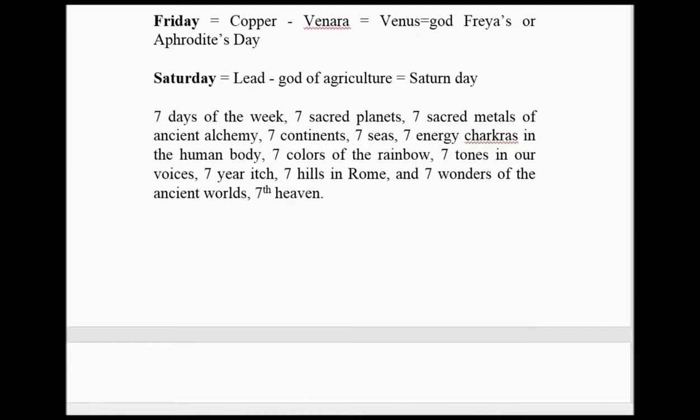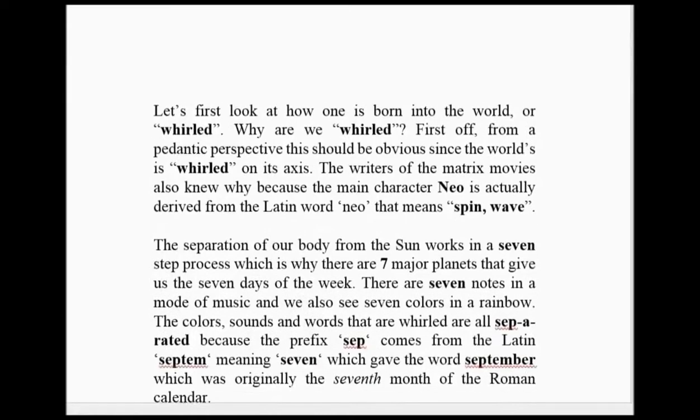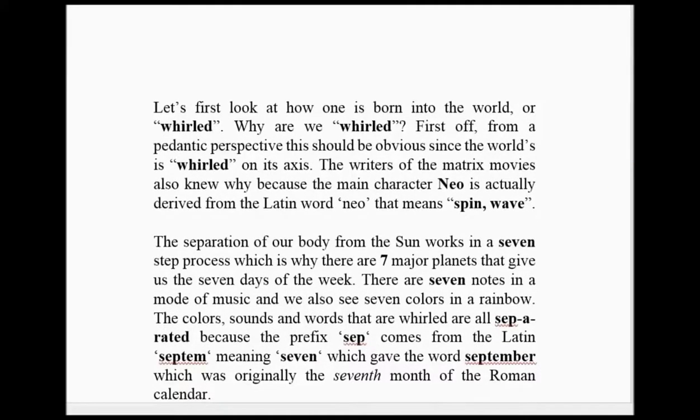There's 7 days of the week. There's 7 sacred planets. There's 7 sacred metals of ancient alchemy, 7 continents, 7 seas, 7 energy chakras in the human body, 7 colors of the rainbow, 7 tones in our voice, 7-year itch, 7 hills in Rome, 7 hills in Washington, D.C., and 7 wonders of the ancient world and the 7th heaven.